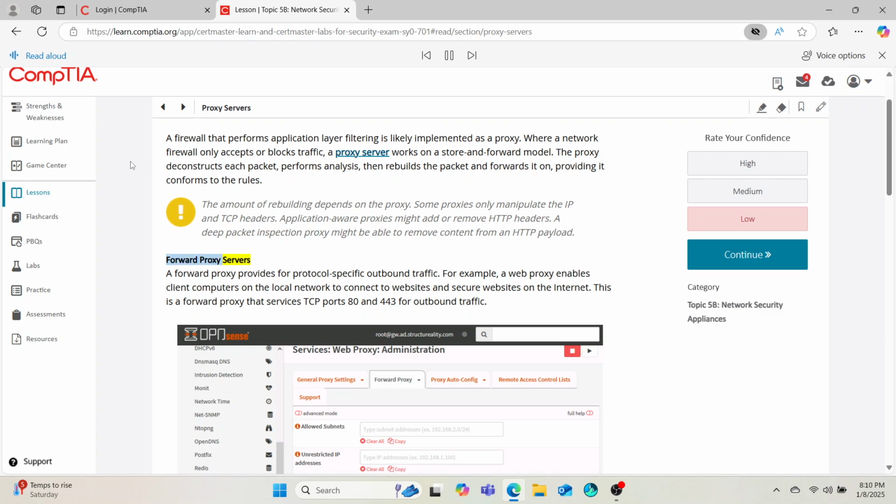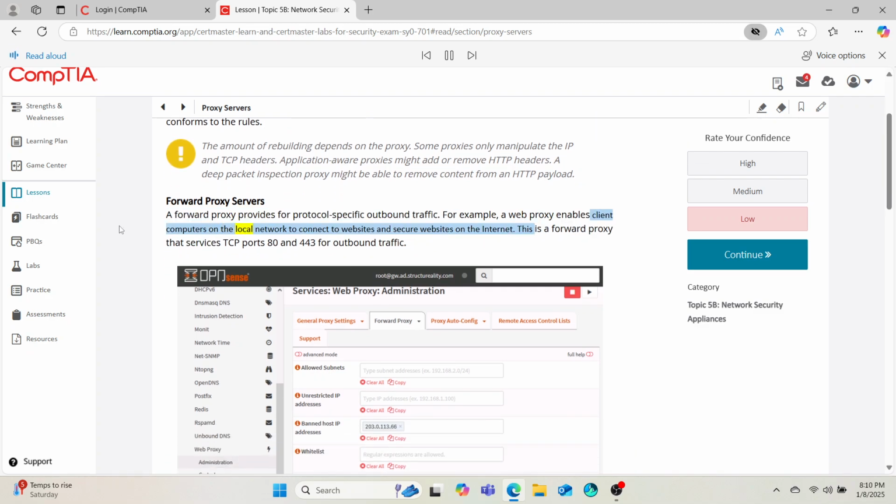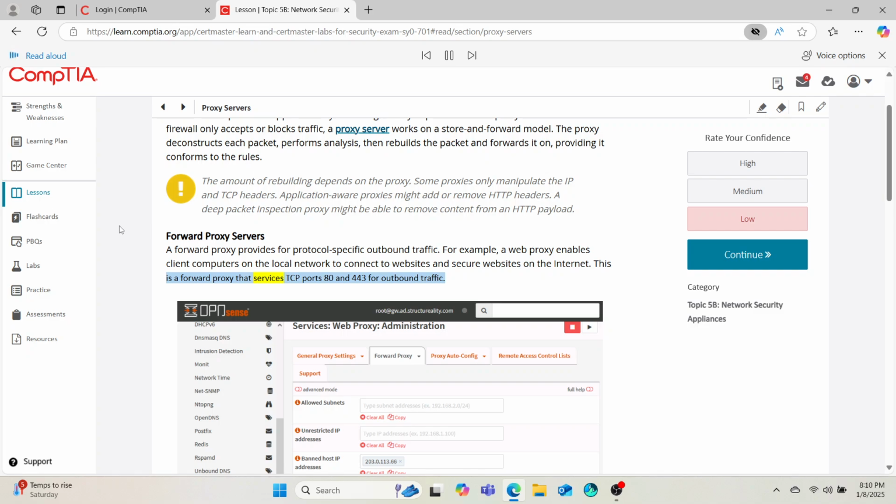Forward proxy servers. A forward proxy provides for protocol-specific outbound traffic. For example, a web proxy enables client computers on the local network to connect to websites and secure websites on the internet. This is a forward proxy that services TCP ports 80 and 443 for outbound traffic.